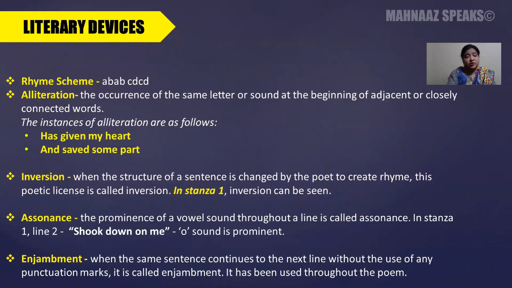The prominence of a vowel sound throughout a line is called assonance. In stanza 1, line 2, shook down on me, the O sound is prominent. When the same sentence continues to the next line without the use of any punctuation marks, it is called enjambment. It has been used throughout the poem.